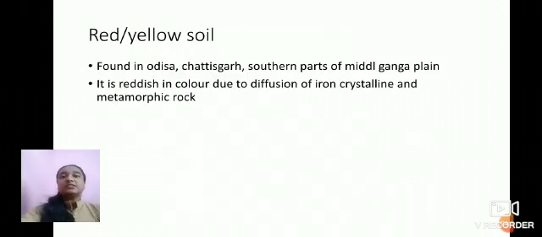Next, let me tell you about red or yellow soil. This soil is found in Odisha, Chhattisgarh, and southern parts of the Middle Ganga plain. It is reddish in color due to diffusion of iron in crystalline and metamorphic rock. And when it dries up really, it becomes yellow in color.